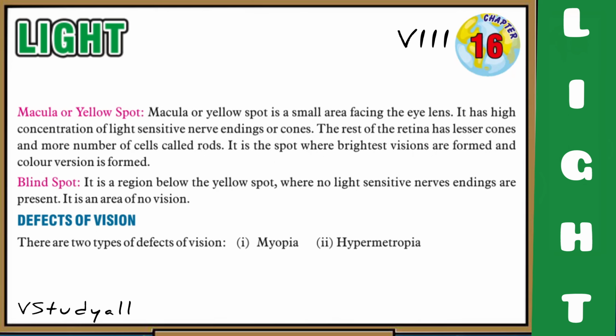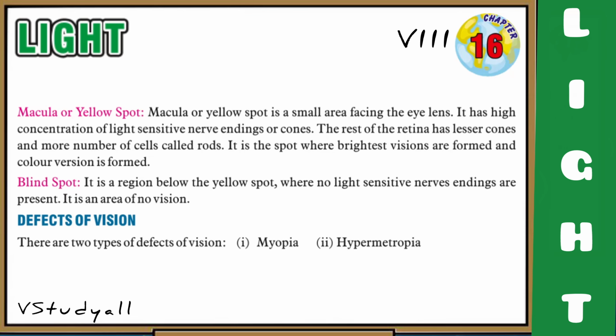Now let's see the macula or yellow spot. Macula or yellow spot is a small area facing the eye lens. It has a high concentration of light sensitive nerve endings or cones. The rest of the retina has fewer cones and a greater number of cells called rods. It is the spot where the brightest vision and color vision are formed. Next is the blind spot. It is a region below the yellow spot where no light sensitive nerve endings are present. It is an area of no vision.